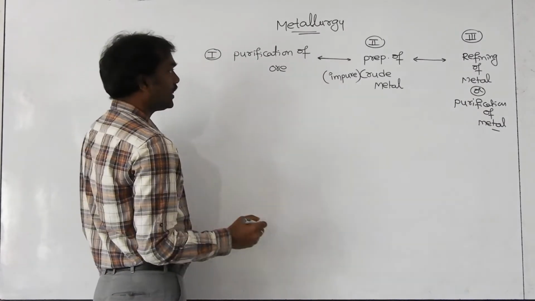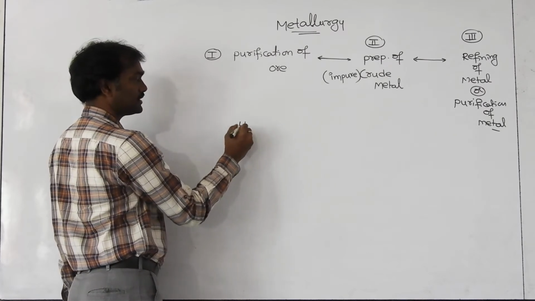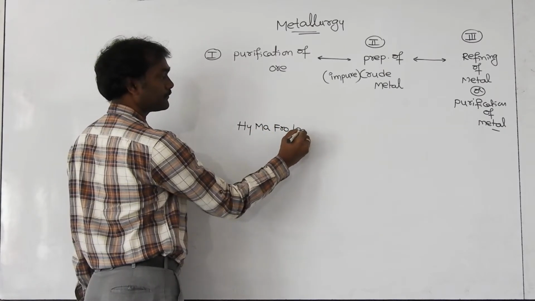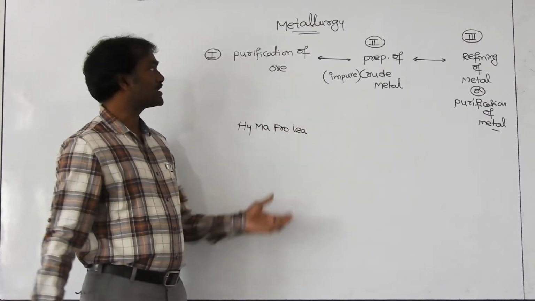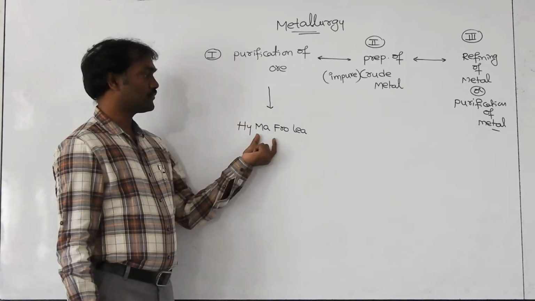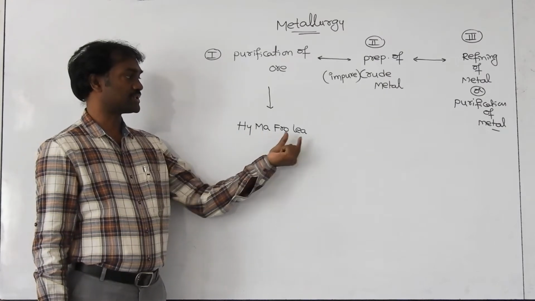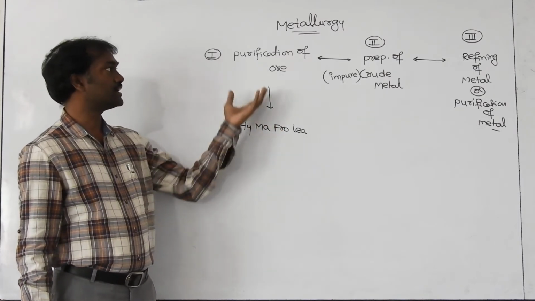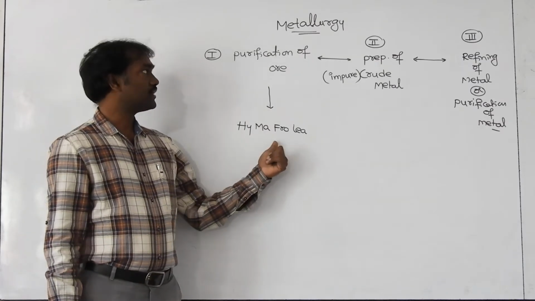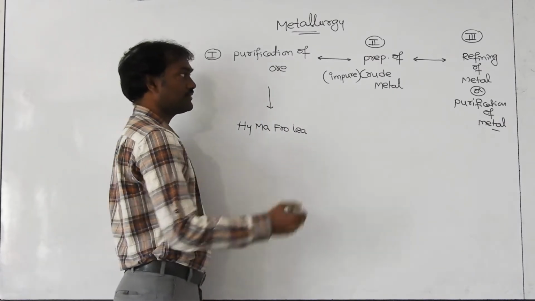So what are the processes here? I am giving a one-line shortcut: hemophilia. What are the processes in the purification of ore? Hydraulic washing, magnetic separation, froth flotation, leaching process. These come under the purification. In your entrance, they will ask, which of the following is a purification of ore method? Like that. Next, one by one we will discuss.